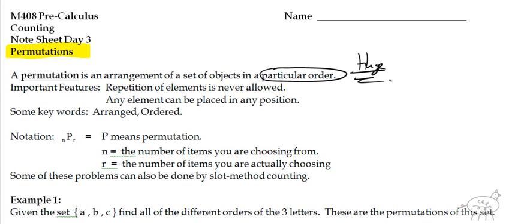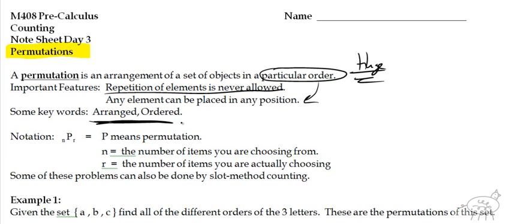Important features: repetition is never allowed. Very important. And any element can be placed in any position. That's kind of what particular order means. Some key words, again really important: when you see the word arranged or ordered, you know there's some sort of order involved, obviously.